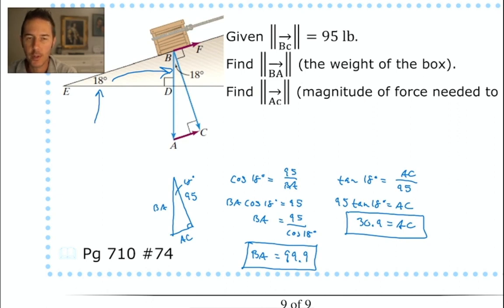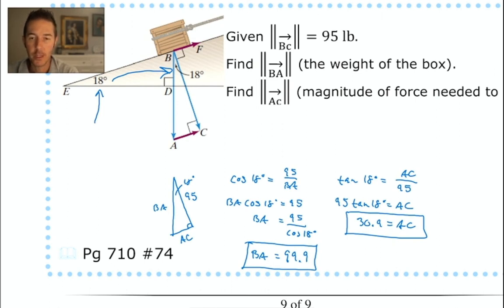Also, a little note for you is that my guess is that BC would be referred to as the normal force. And it's called the normal force because normal forces are typically perpendicular to the direction of motion, which is the case here. I mean, the box wants to slide either up or down that ramp, and BC is definitely perpendicular to that direction of motion. So you might see that referred to as a normal force. BA is the force due to gravity because it's pulling in the downward direction.